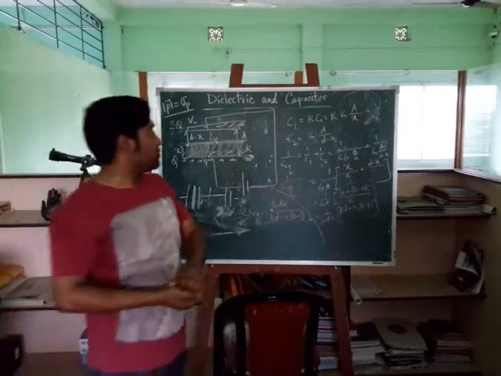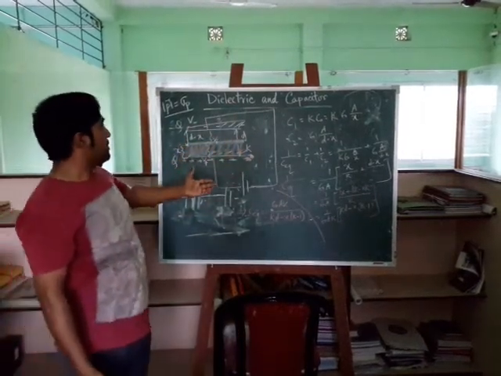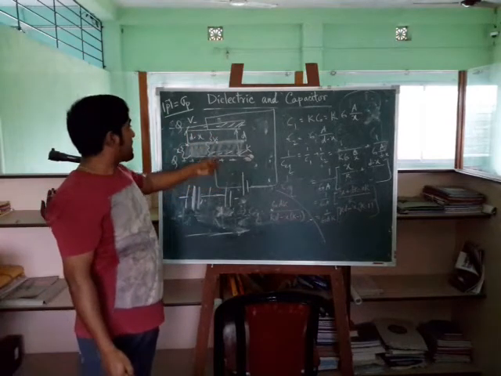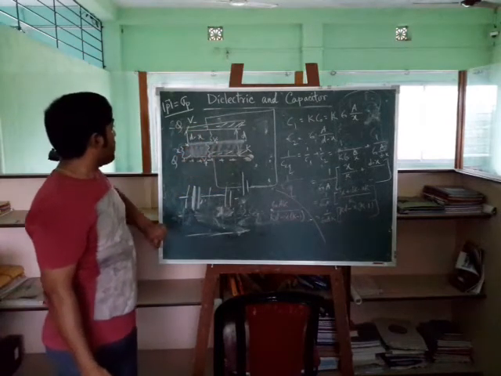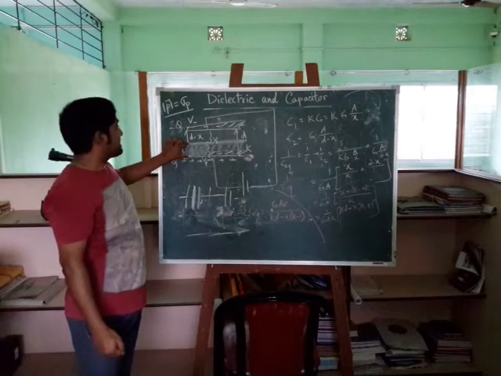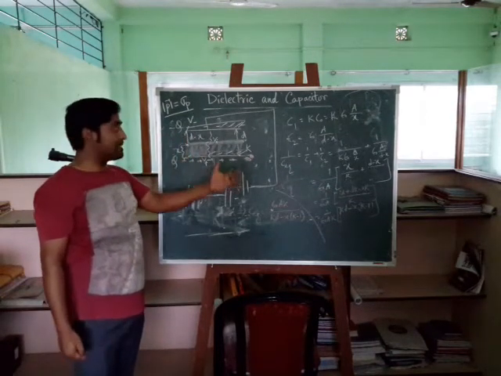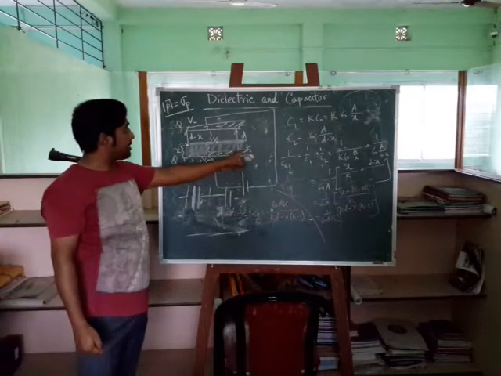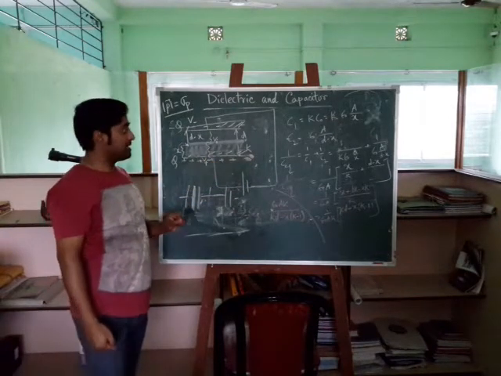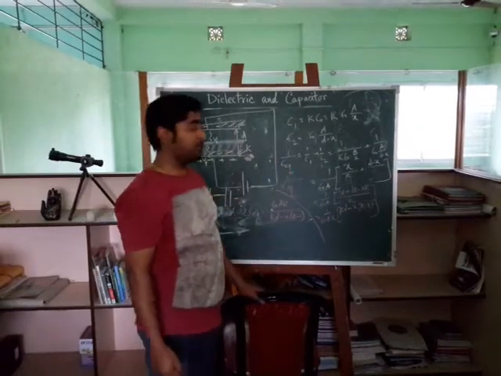Alright dear students, so we have been discussing this particular problem. We want to find out the capacitance of this system where x distance of this parallel plate capacitor is filled with a dielectric material for which the dielectric constant is K, right? And we have been solving that in the previous video lecture.